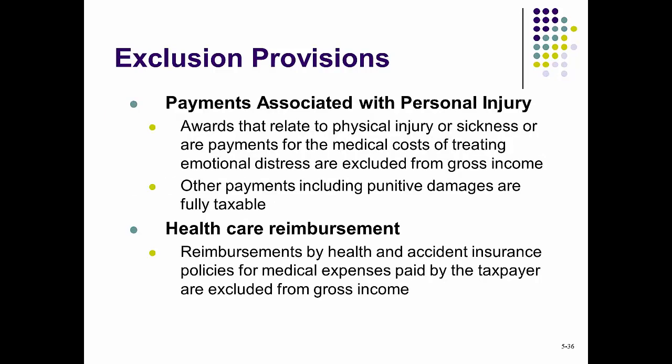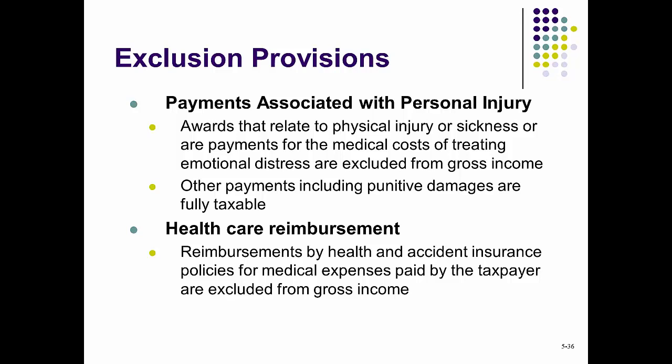Payments associated with personal injury, any compensatory damages on account of a physical injury or sickness or emotional distress, are excluded from gross income. However, any punitive damages on account of a physical injury or sickness or emotional distress are included in gross income. Compensatory damages are awarded to compensate you. Punitive damages are on top of the compensation, to prevent the offender from repeating the same kind of offense. For this one, we may want to look at example 5-13 on page 5-29.